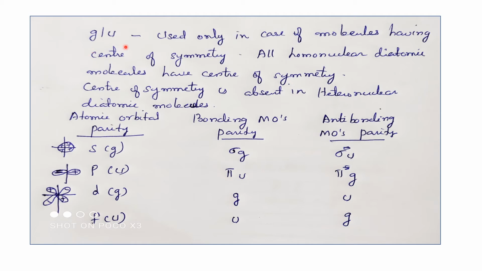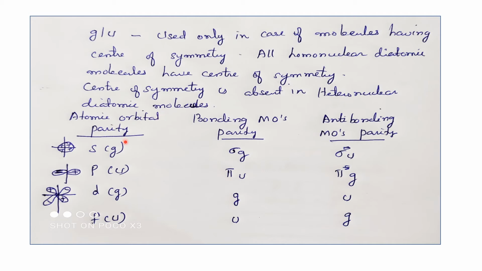G or u, that is gerade, ungerade, terms are used only in the case of molecules having a center of symmetry. All homonuclear diatomic molecules possess a center of symmetry. But a center of symmetry is absent in the case of heteronuclear diatomic molecules. That is, in this case, there is no question of putting g or u as subscript.